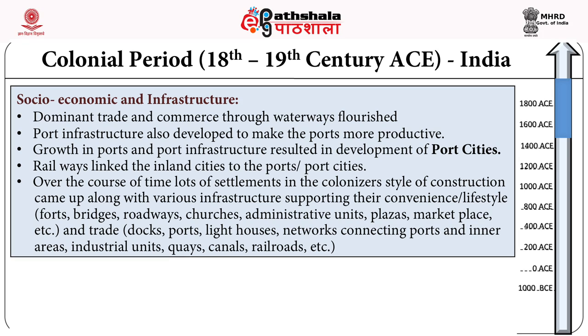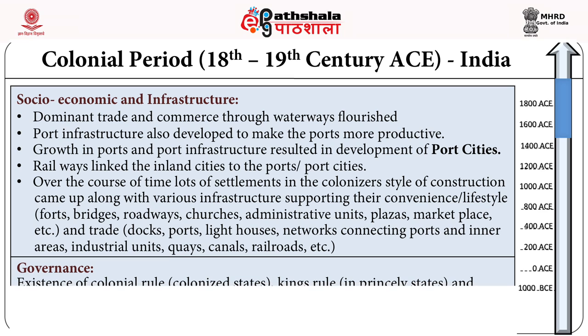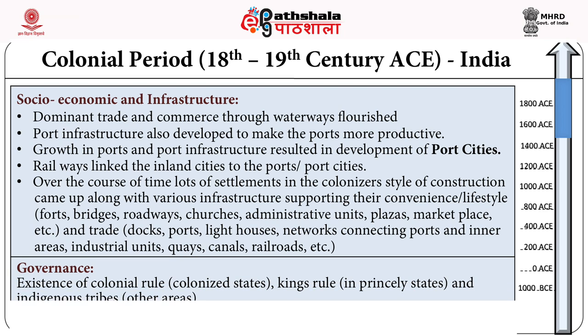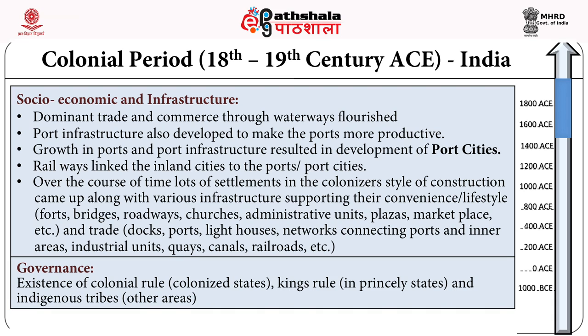Now, there was colonial rule in the states which were colonized. Then there was king's rule in the princely states, and indigenous tribes in other areas. So the country at that point of time had significant characteristics in governance, that is, states ruled by the colonizers, the princely states ruled by the king, and areas where the tribes were there.